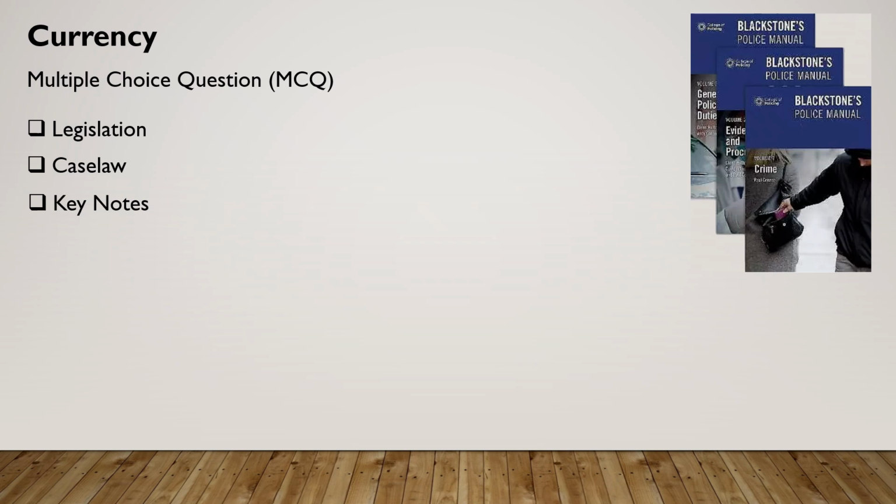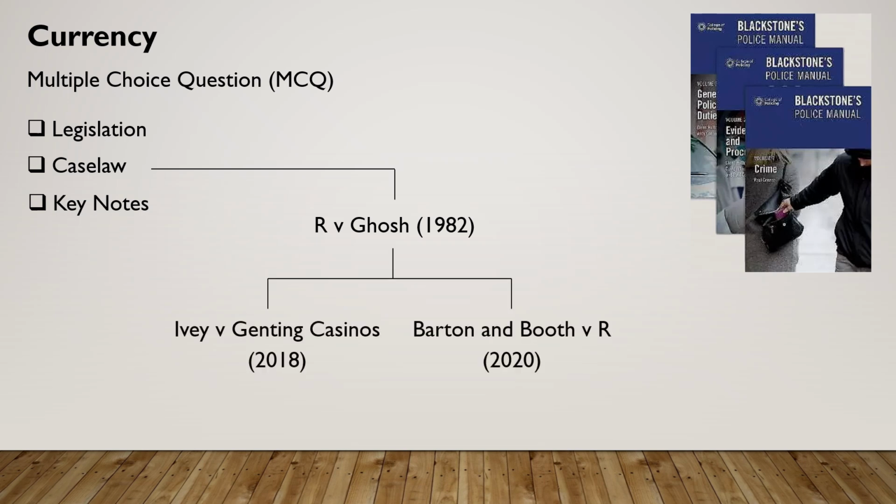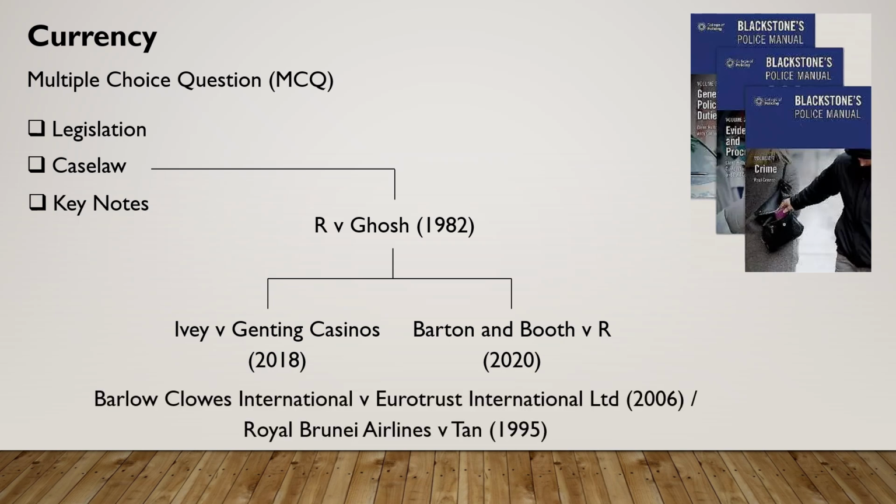For example, in case law, R v Ghosh 1982 once featured heavily when dealing with the issue of dishonesty under the Theft Act. At least that was the case until Ivey versus Genting Casinos in 2018 and Barton and Booth versus R in 2020, when the Supreme Court clarified the provisions of law, consent and reasonable steps. However, and for the purposes of the exam, further clarification now states that this test will be considered objectively in accordance with civil cases set out in Barlow Clowes International versus Eurotrust International Limited 2006 and Royal Brunei Airlines versus Tan 1995.